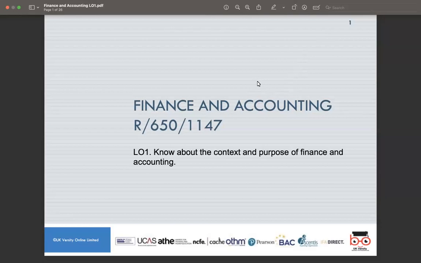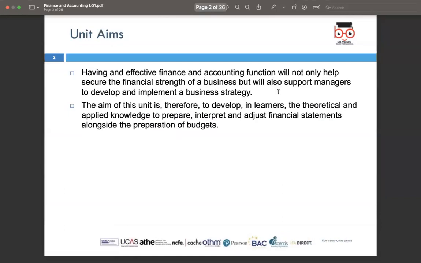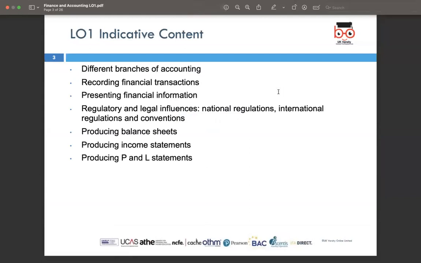Today, we will discuss learning outcomes, to know about the context and purpose of finance and accounting. We will start with different branches of accounting, recording financial transactions, presenting financial information, regulatory and legal influences, national regulations, international regulations and conventions, producing balance sheets, income statements, and profit and loss statements.